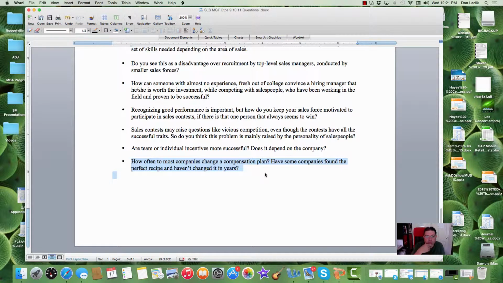How often do most companies change a compensation plan? Rarely. Rarely. Because you have salespeople who are very comfortable, and if they know how they're going to get paid, then they like the status quo. Maybe they'll tweak something in favor that would benefit them, but they're not going to just bow to a brand new compensation plan that wipes out 30% of their salary.